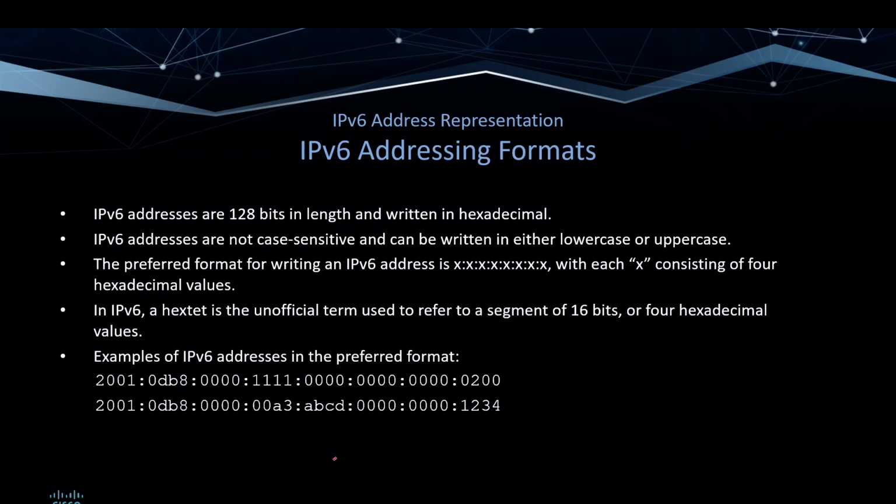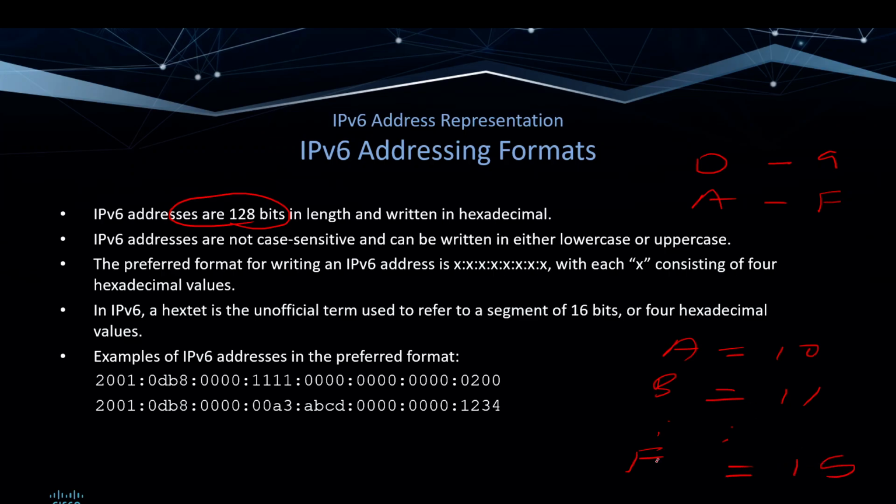So IPv6 representation. As you can see here on the slide, the IPv6 address is 128 bits, and it's 8 hextets, written in hexadecimal. As you may know, hexadecimal uses the numbers 0 to 9 and letters from A to F, A being 10, B being 11, all the way to F, which equals 15. So A, B, C, D, E, F. Okay, so as you can see here, we have 8 hextets.